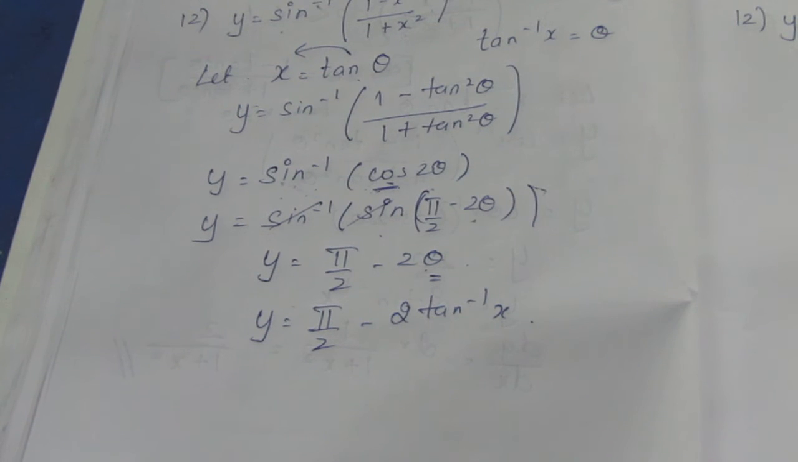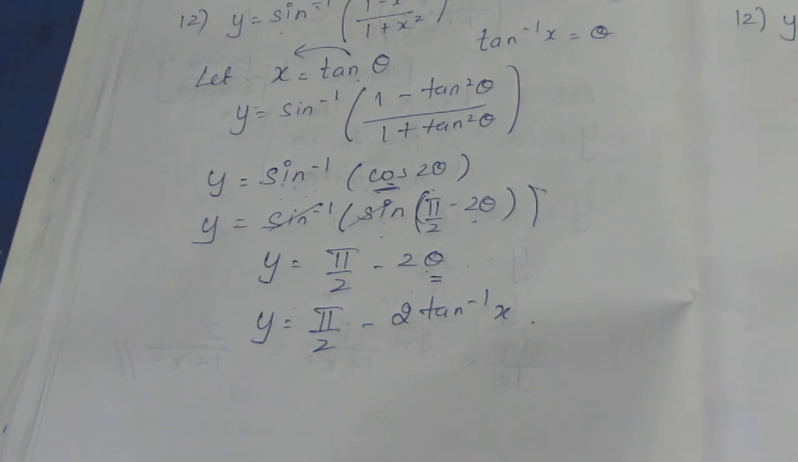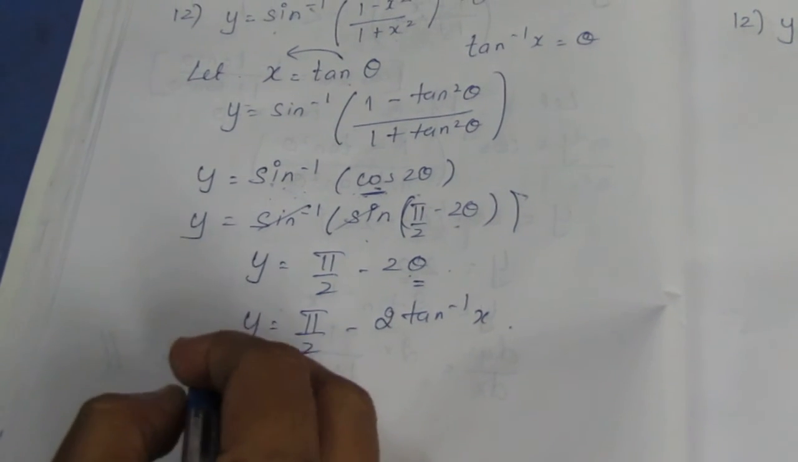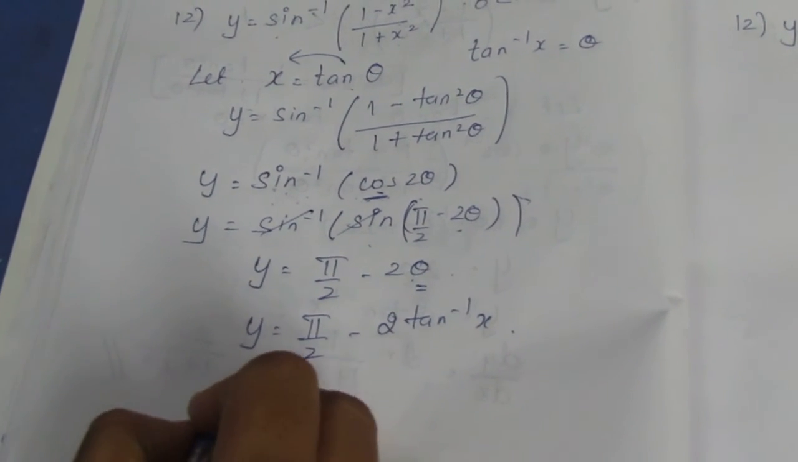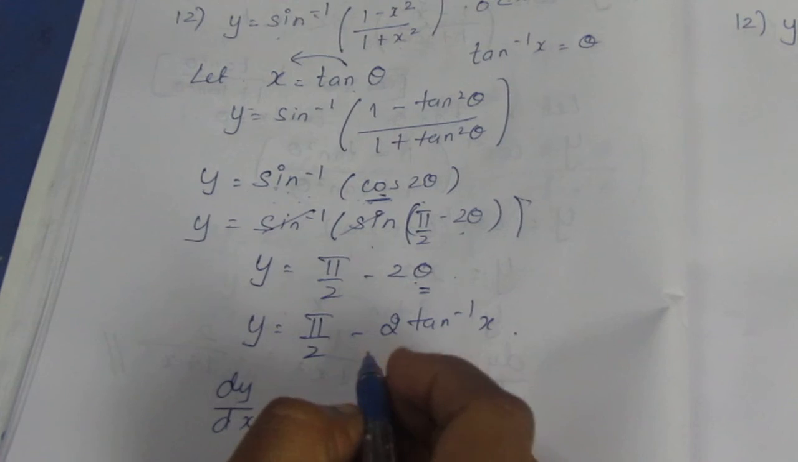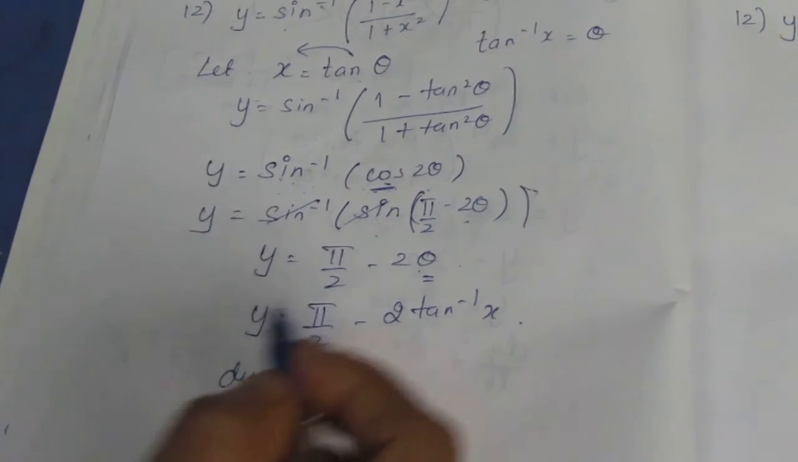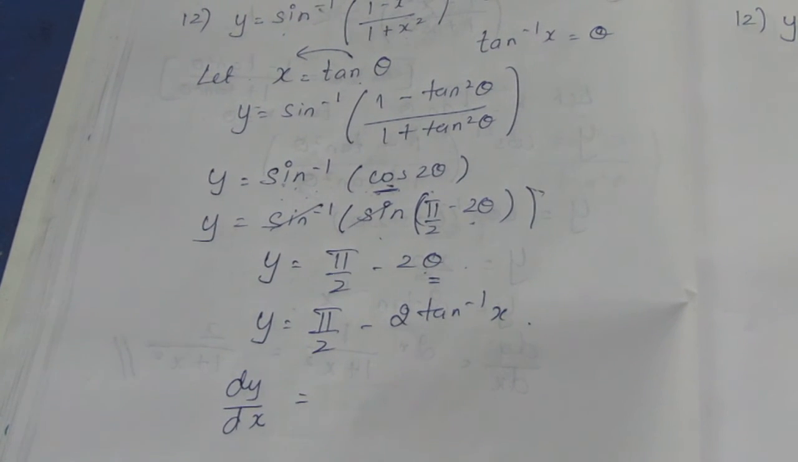Now I am going to differentiate. Till now we have just solved the sum. We need to differentiate it now. Differentiating, dy by dx for y is equal to, here pi by 2 is a constant term, it's a 90 degree, so the constant term value will become 0.